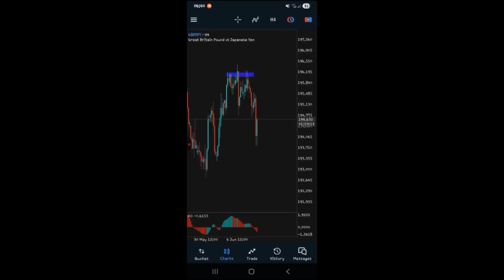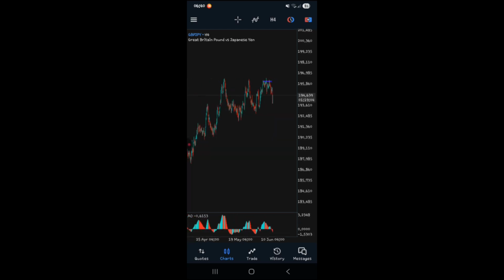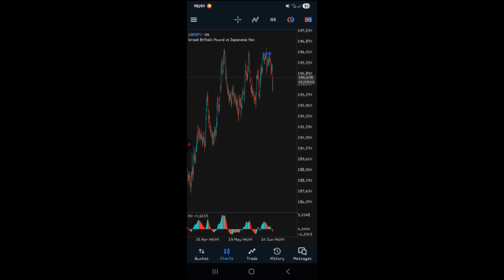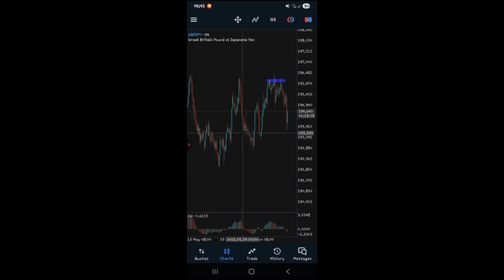So I just want to show you a quick update on two trades that I didn't take this week, but actually played out massively. So I want to start with GBPJPY. As you can see, this is GBPJPY, and I want to show you the power of the QM pattern.